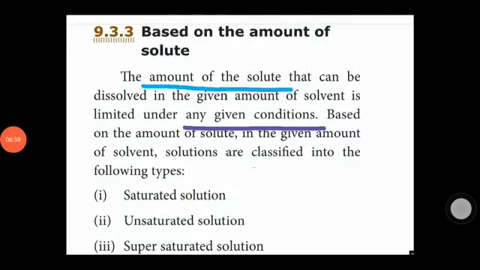These are the classification based on the amount of solute. There are three types of solution: one is saturated, another is unsaturated, and the last is supersaturated.